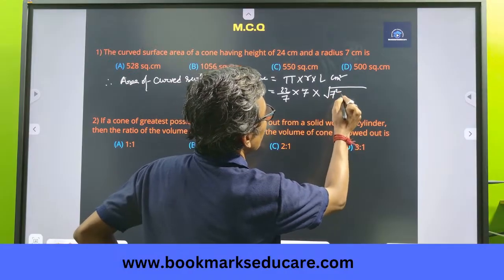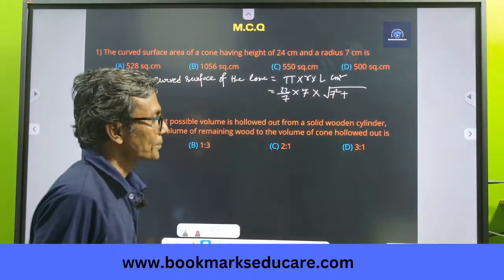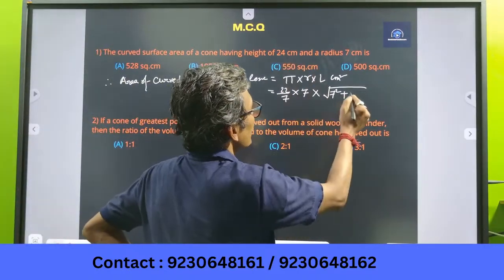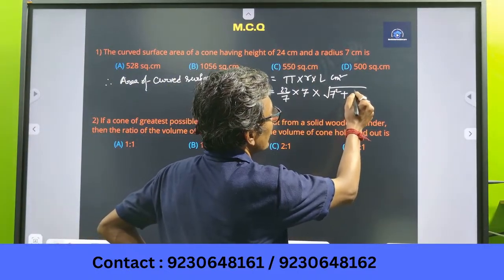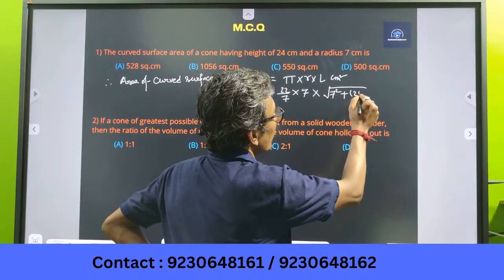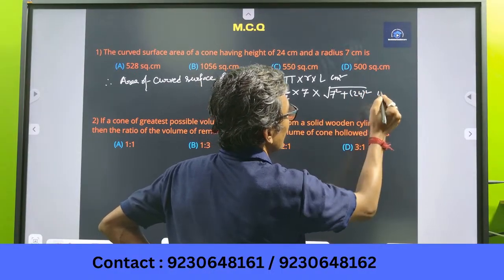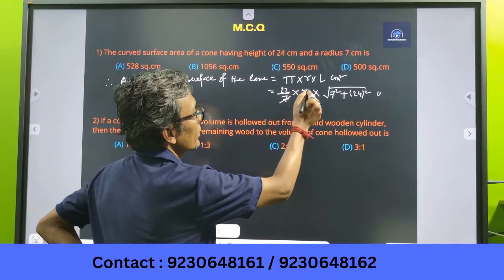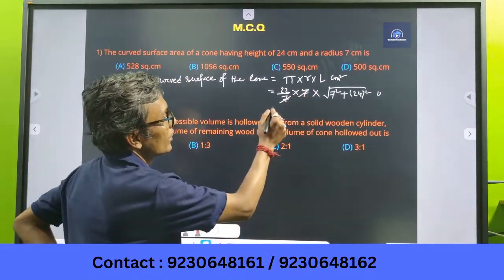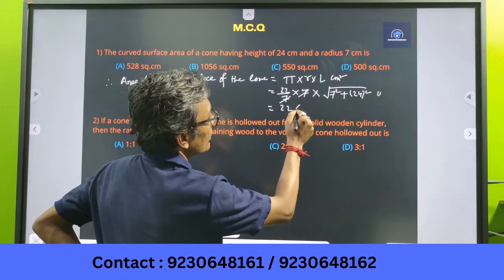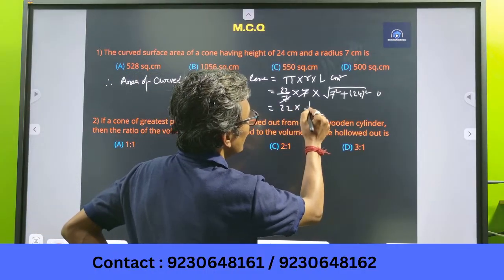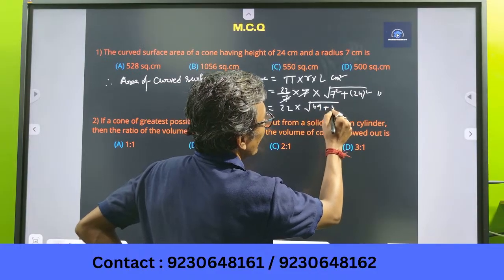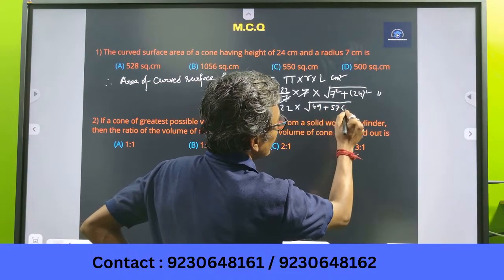Sin square plus height square. Height is given, that is 24 centimeter square. So 7 eliminated, 22 into 49 plus 576.